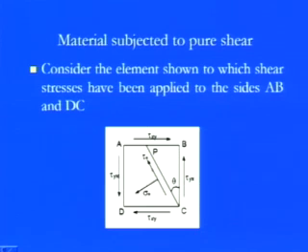So, now you see here we have a material which is subjected to pure shear stress. In the previous case we discussed when the normal stress component is there and the material is subjected to normal forces, but here we are considering one element, as you can see in this figure, under the influence of shear forces. The shear forces are applied at two sides: the AB side, where tau xy is there, and the DC side, where tau xy is there.